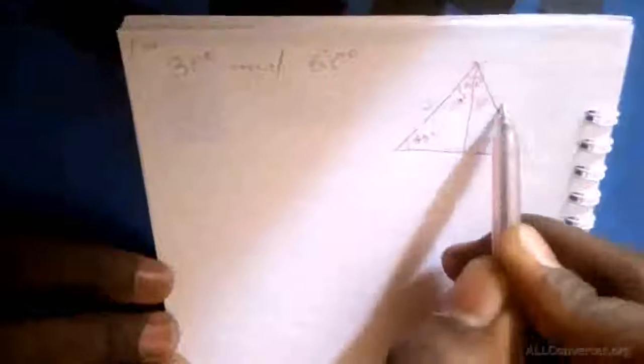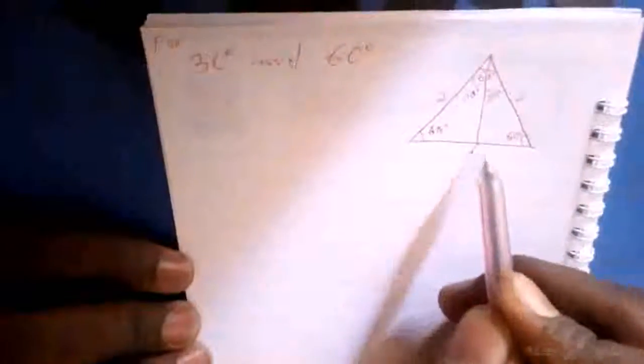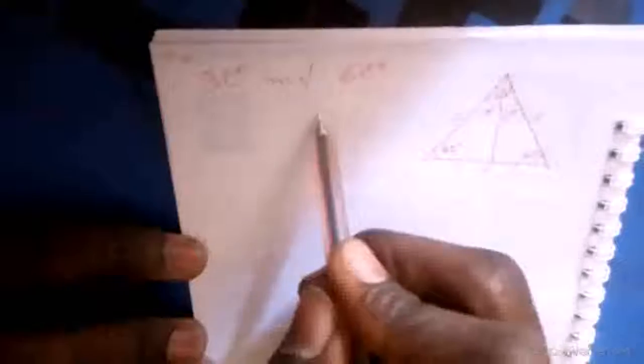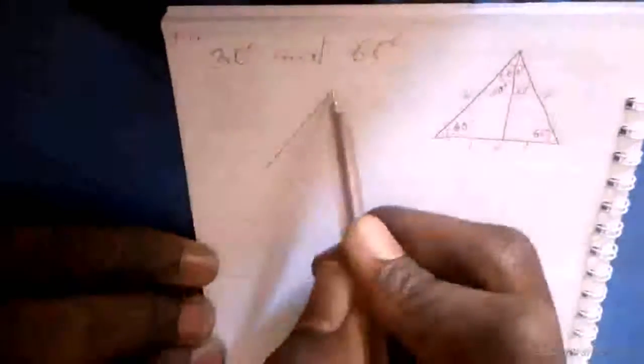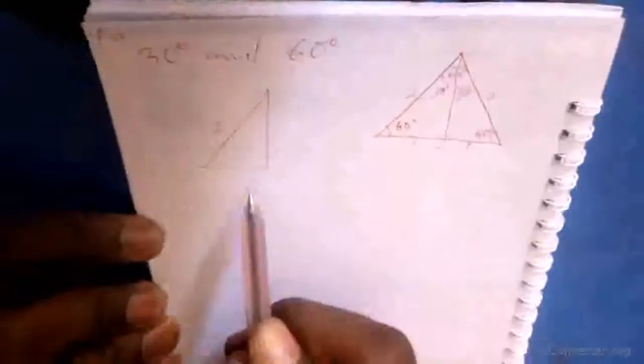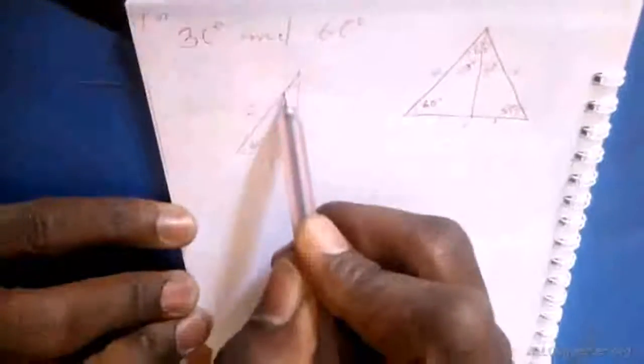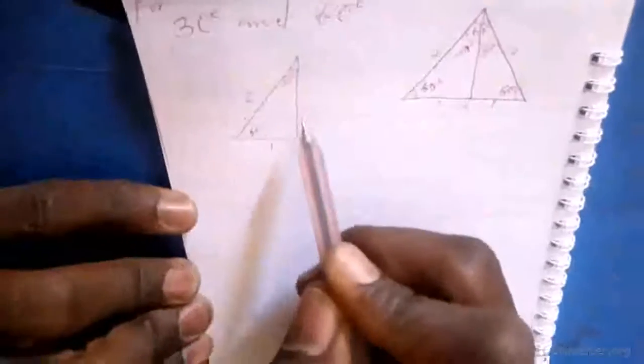Don't forget, each side of the equilateral triangle, we are going to take in this case to be equal to 2 units. Since we divide this one into two equal parts, this one will be equal to 1 and this one will also be equal to 1. Let me take one of the triangles to see what we have. This side equals 2, this side equals 1. This angle equals 60 and this angle equals 30 degrees.